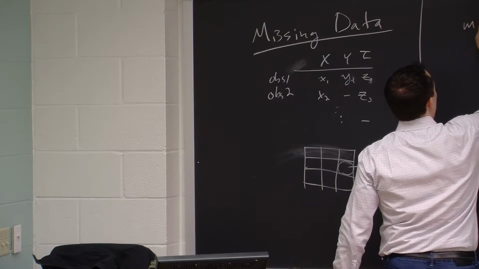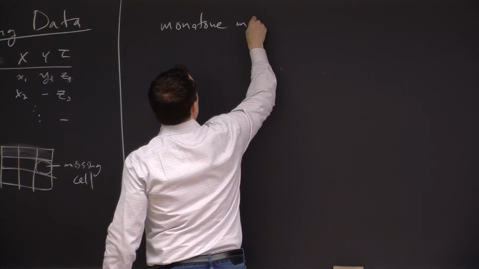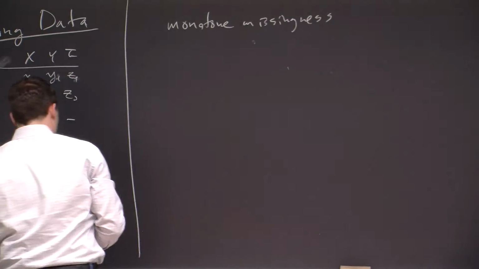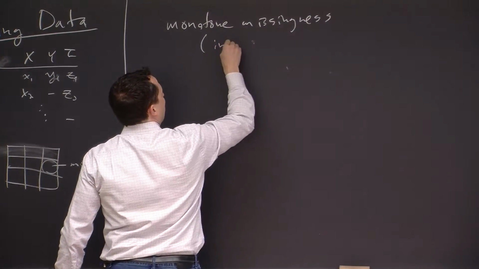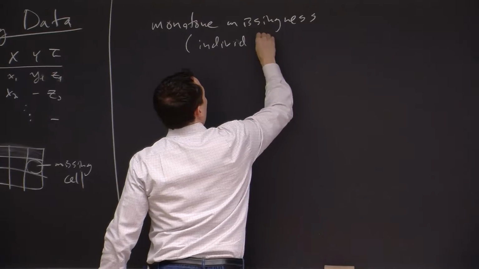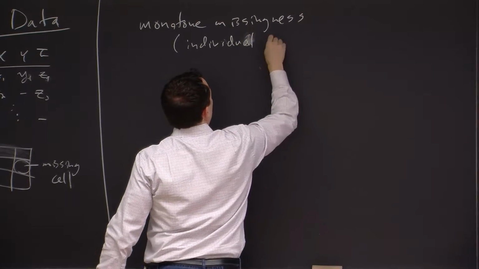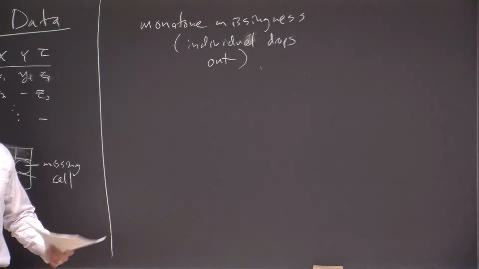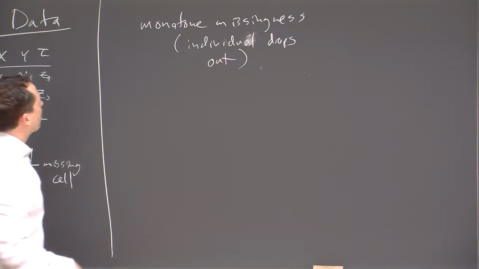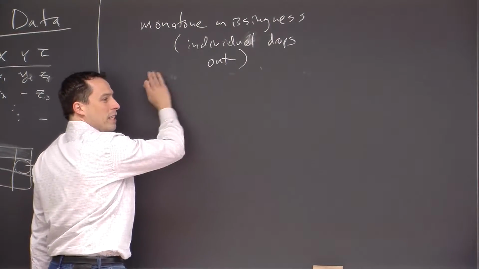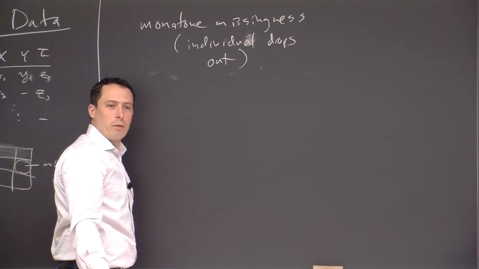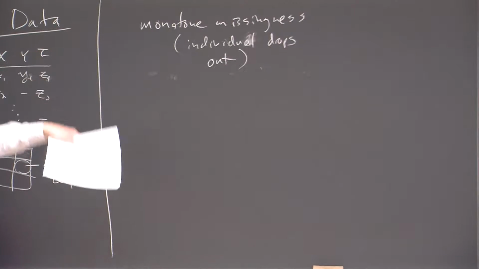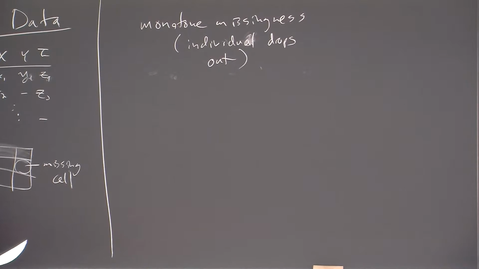So for example, there's this thing called monotone missingness, which is a bad thing. This is like when an individual drops out, and we're not saying why they did. For example, we could be doing a longitudinal clinical study, and we have an observation every year, and then at some point someone drops out of the study and never reports again. So this is the pattern where once the missing data has begun, it continues for the rest of the study.